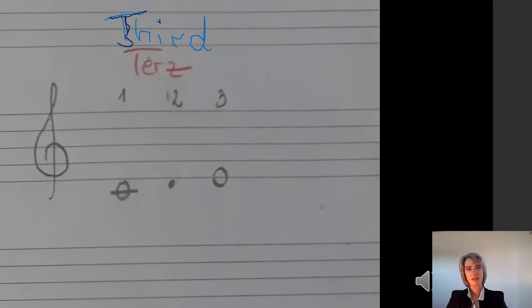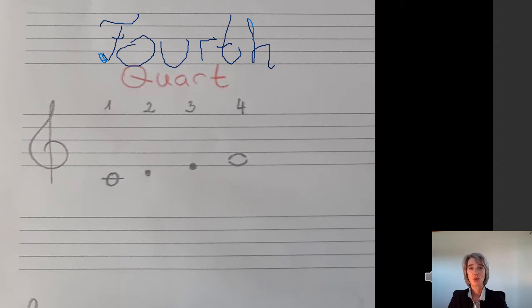The third interval, the third. Let's listen. 1, 2, 3. So the first and the third note make the interval, C, E in that case. The fourth interval is called fourth. Again, let's listen to that. C, D, E, F. 1, 2, 3, 4, the fourth.